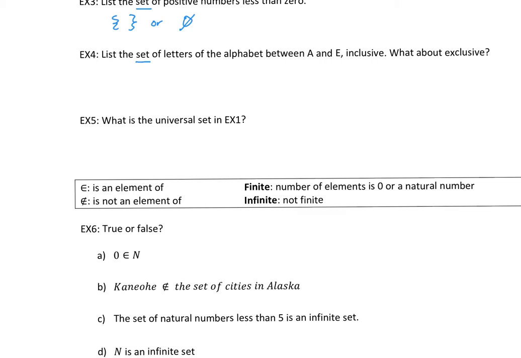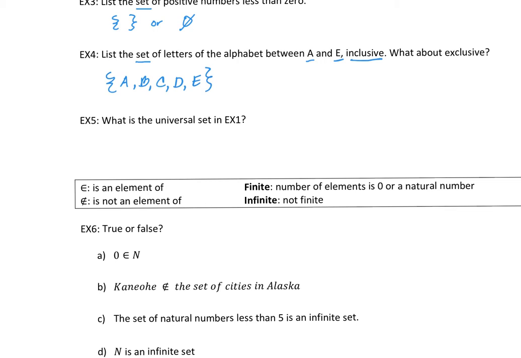So if our set is A and E inclusive, it means it's going to include A and E. I would write A, B, C, D, E. So that would be my set.